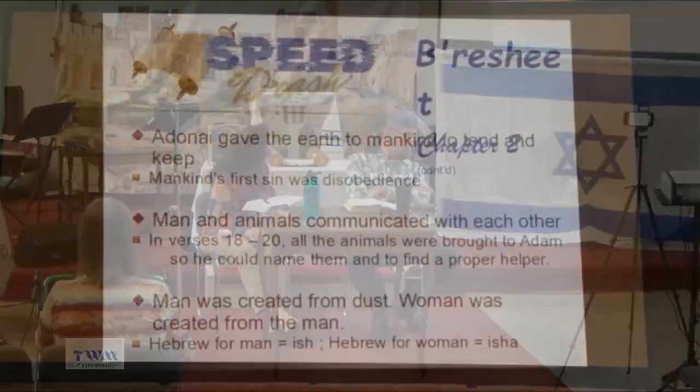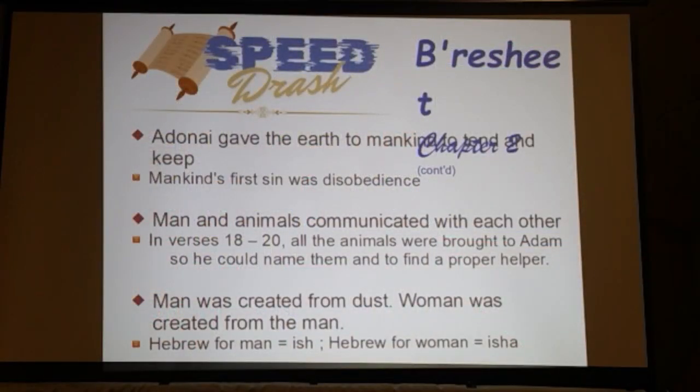So Adonai gave the earth to mankind to tend and keep. So mankind's first sin was disobedience. And what I was going to say about that is it was disobedience over food. Yeah, that's right. The first disobedience was about food.